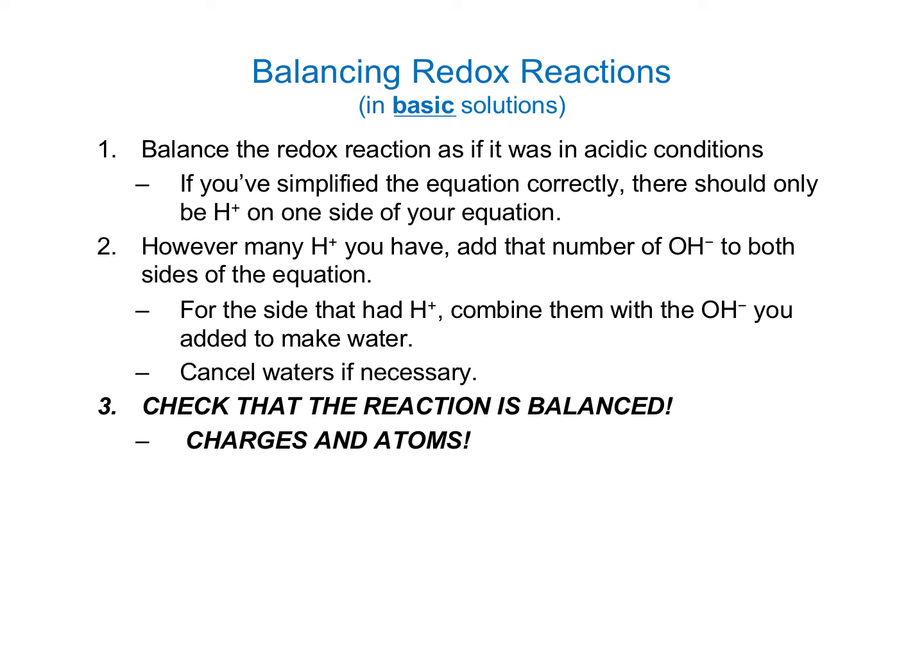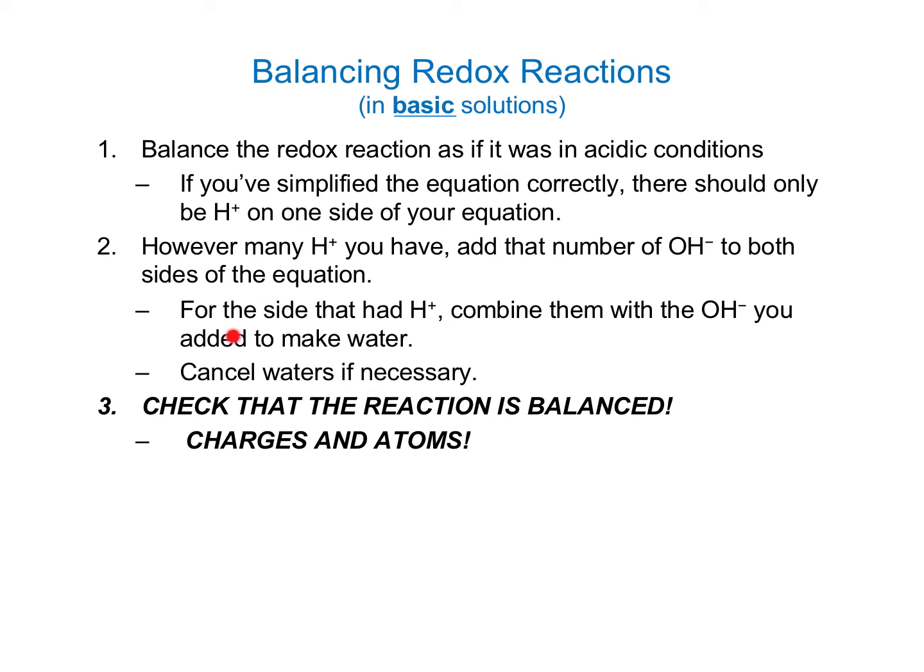So we're balancing redox reactions in basic conditions. First step, which is really like 7 steps, is balance the redox reaction in acidic conditions. And then if we have H pluses in our balanced redox reaction, I need to get rid of them. The way we do that is for however many H pluses we have, we'll add that number of hydroxides to both sides of the equation so that it remains balanced.